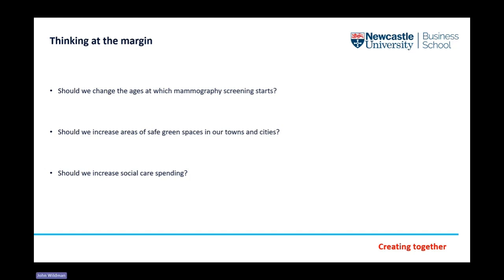So marginal questions would be things like the age at which mammography screening starts, or should we increase the area of green spaces in our towns and cities, or should we increase social care spending? Now, why are these marginal decisions?